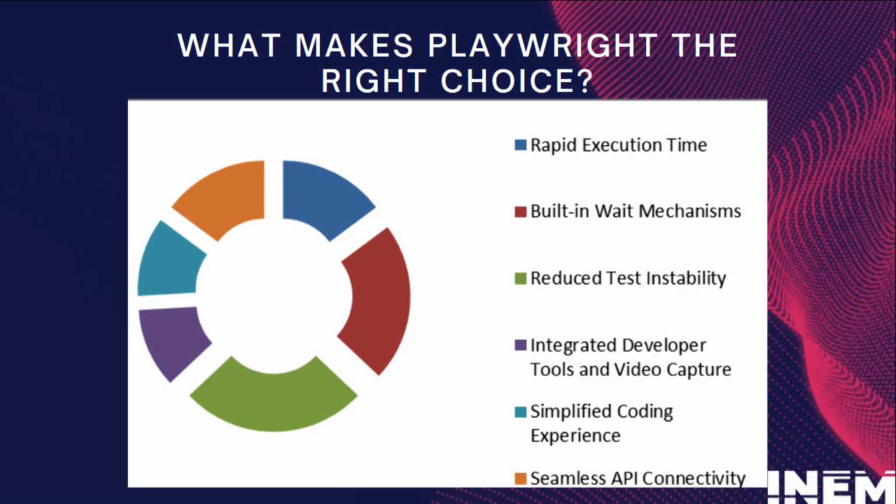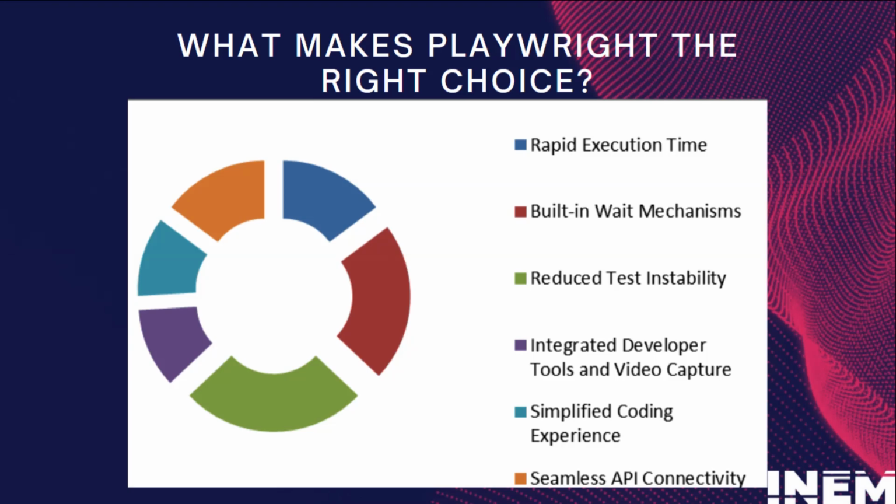What makes Playwright the right choice? Rapid execution time. When compared to Selenium, Playwright is engineered for faster test execution. This is particularly advantageous in agile development cycles where quick feedback is essential. Unlike Selenium, which may require a separate WebDriver, Playwright runs headless by default, offering a speed advantage.